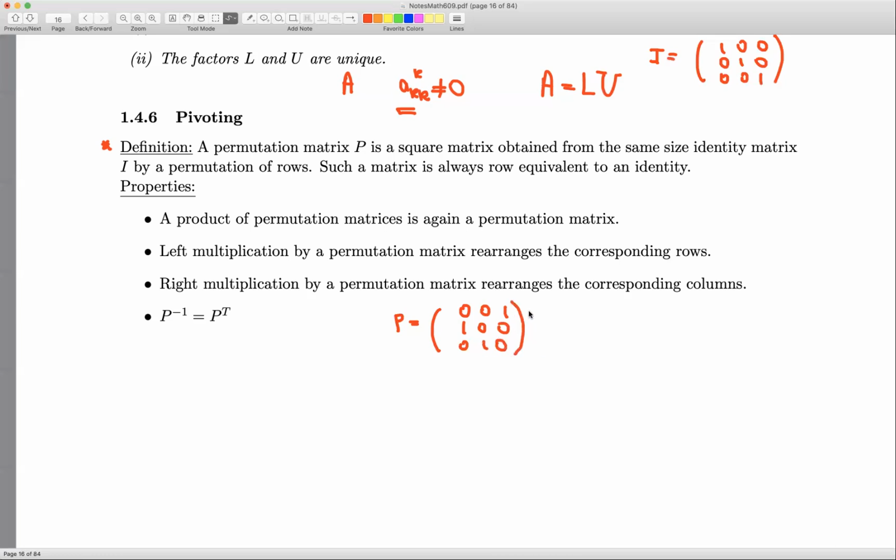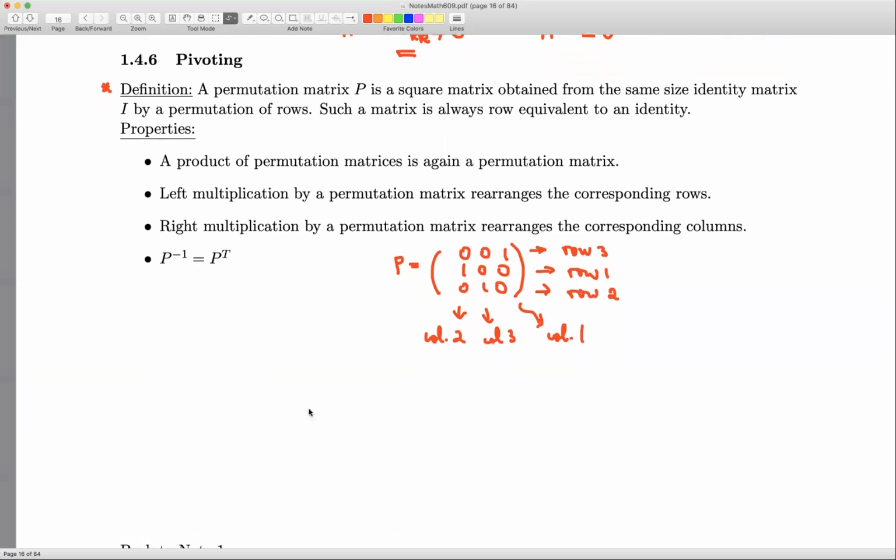So this permutation matrix, let's see how we got it from the identity. On first place, we put row 3. On second place, we put row 1. And on last place, we put row 2. And if we look column-wise, here we put column 2. Here we put column 3. And here we put column 1.